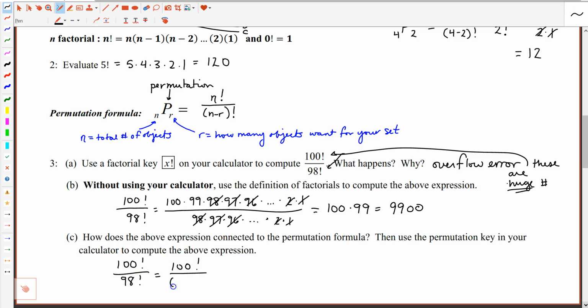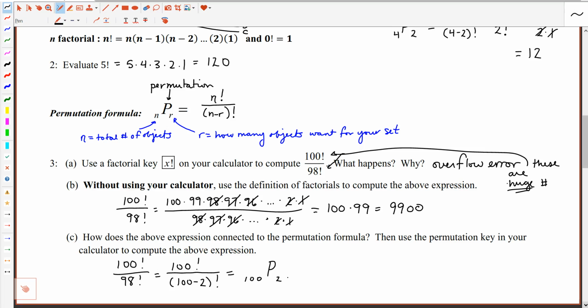98 is 100 minus 2. Now, the key thing of why I wanted to do it like that is because I was trying to utilize the same number to connect it back to this permutation formula. So the 100 is acting like my n, and the 2 is acting like my r. So then this is going to be equivalent to the permutation of 100 objects where you want to choose 2 of them.